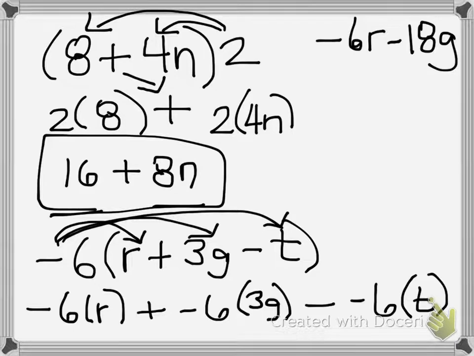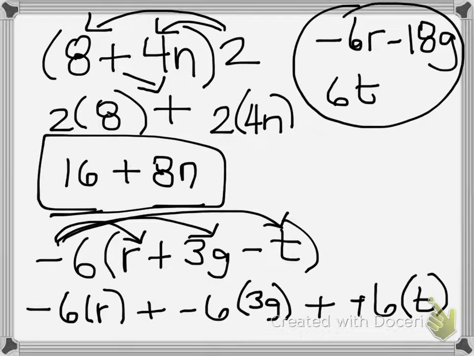And then the last part, notice that you have minus a negative. That ends up being plus. Okay, and that would be 6 times t. So you'd have 6t. So if you look at this expression here, notice that each term has a different variable. So we can actually not combine any more than what we have right now. So our final answer would be negative 6r minus 18g plus 6t.